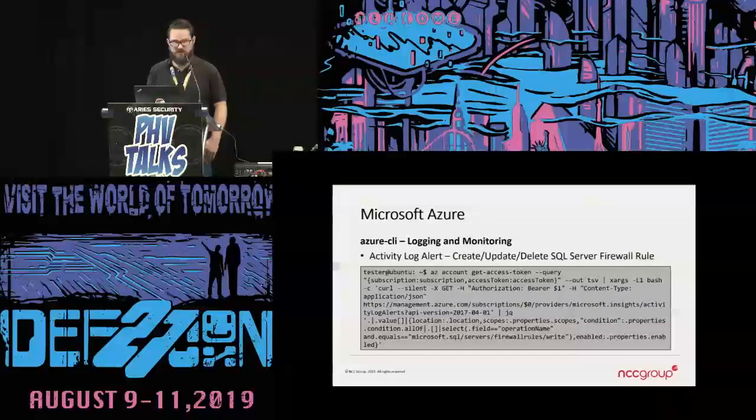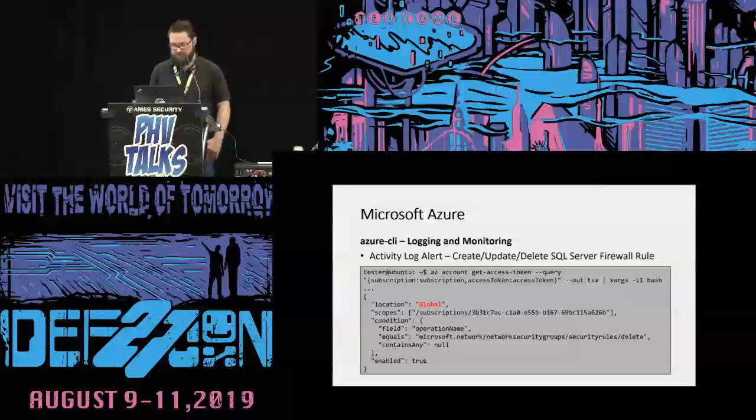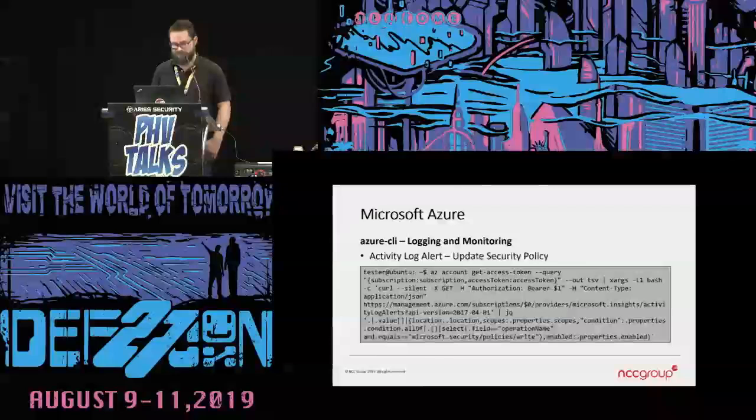So this next query is going to look for any actions for SQL Server firewall rules. Similar command, but we're looking at Microsoft SQL Server's firewall rules write. So we get more output here. The location is set to global. Subscription is properly set, and enabled is true. So alert logs are also set on this action.